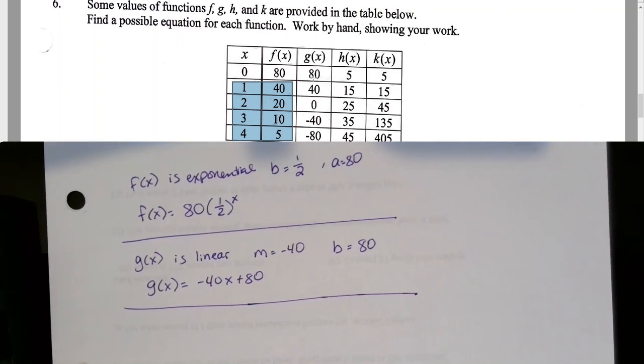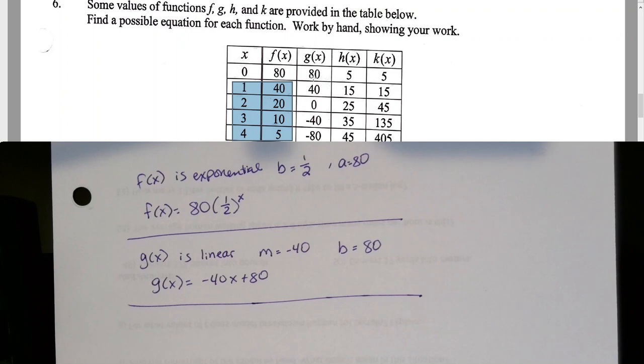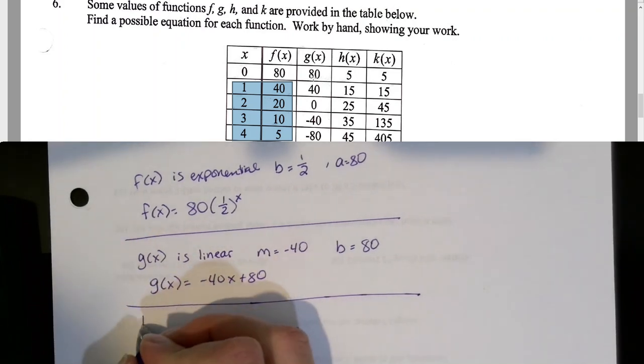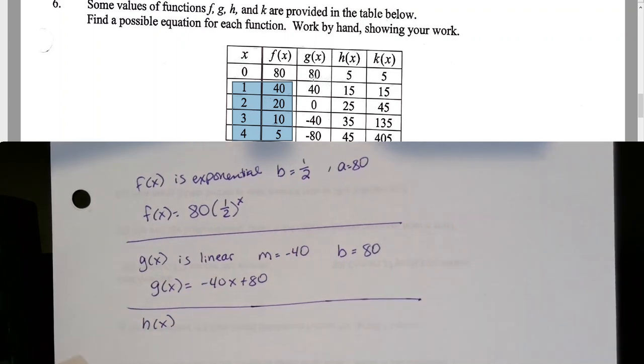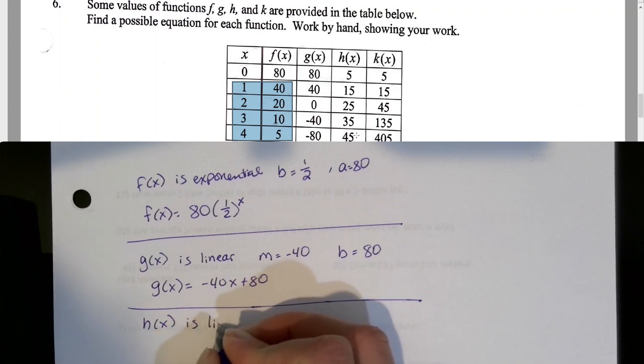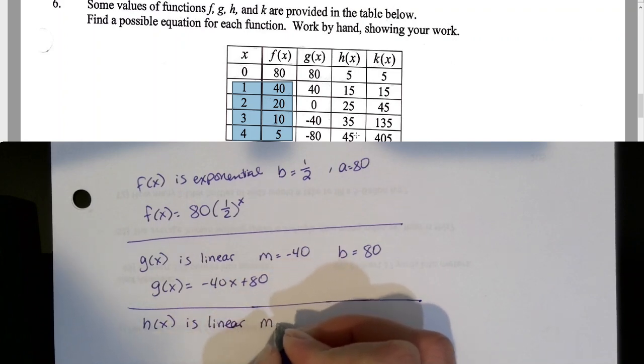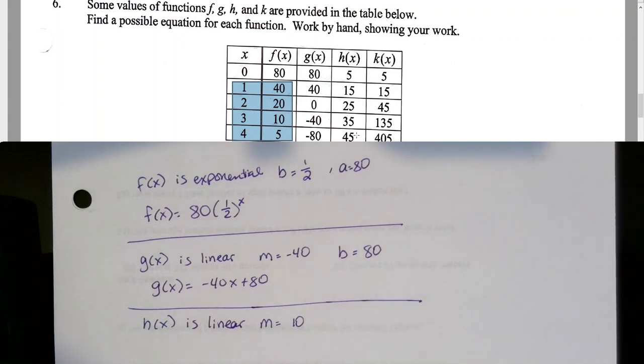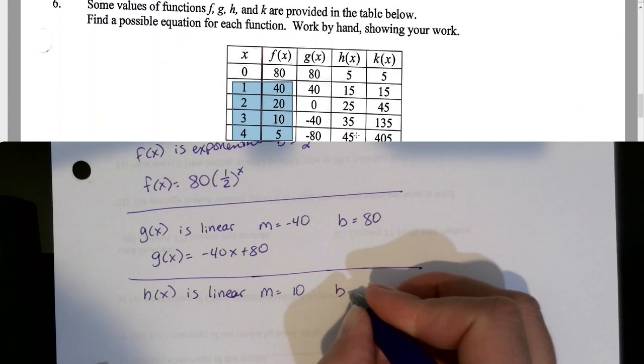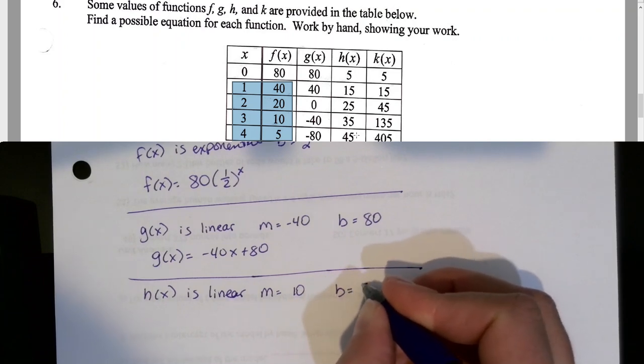So the next function, h of x: if I look at my y values, 5, 15, 25, 35, I can see that that is going up by 10. 5 plus 10 is 15, 15 plus 10 is 25, if I add 10, I get 35, I get 45. So that means that h of x is linear, and that my slope is a positive 10 because we're adding 10 each time. The y-intercept value is 5, the 0, 5 at the top of the list there. So h of x is 10x plus 5.